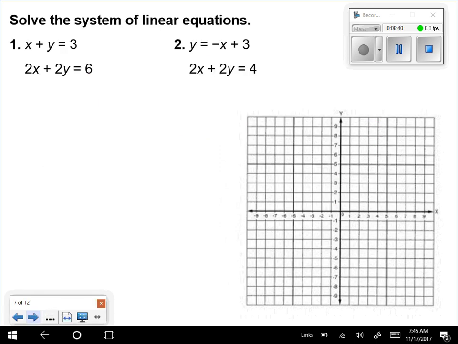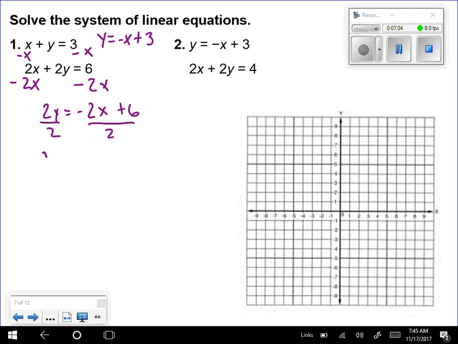Okay, we're going to try one more together, and you're going to try one on your own. We're going to try number 1 together. So I'm going to get y alone, excuse me. So y is equal to negative x plus 3. Same thing here. I'm going to subtract 2x. So I have 2y equals negative 2x plus 6. And finally divide by 2. So y equals negative 1x plus 3. Slope here is negative 1, and y-intercept is 3. Slope here is negative 1, and y-intercept is 3.